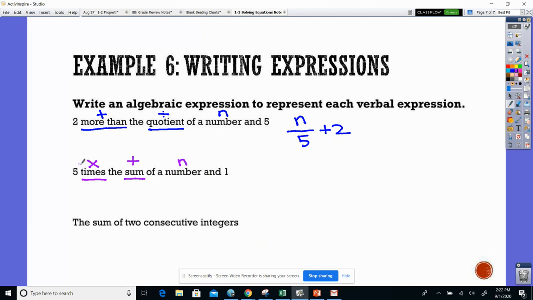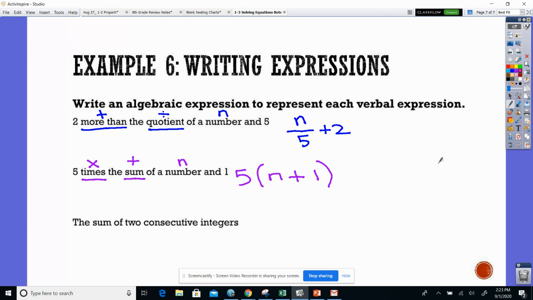Now let's look at it: 5 times the sum of a number and 1. Before I can multiply anything times 5, I have to figure out what I'm multiplying. So I have to figure out how to write the sum of a number and 1. I know I'm going to be adding, and I'm adding n, my number, and 1. So that's the sum of a number and 1. Now I want 5 times that. So I'm going to put my 5, but in order to show that I want 5 times this whole thing, I'm going to put it in parentheses. 5 times the sum of a number and 1. And we're done.